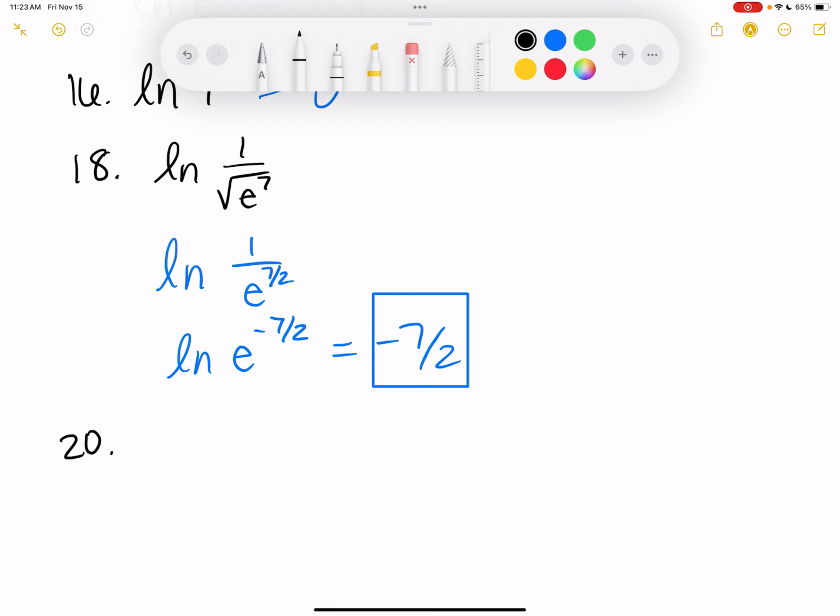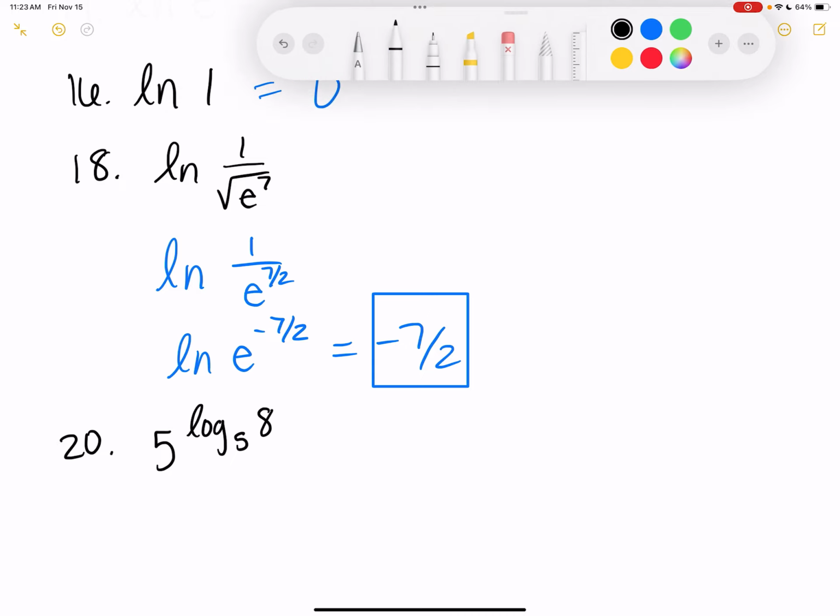20. 5 to the log base 5 of 8. So this is another property. It's property 4 in your notes. So the 5 raised to the log base 5, those things cancel, and we would be left with 8. So this would be equal to 8.